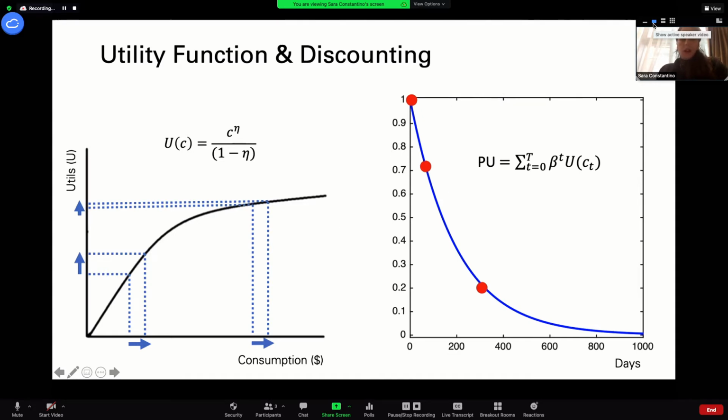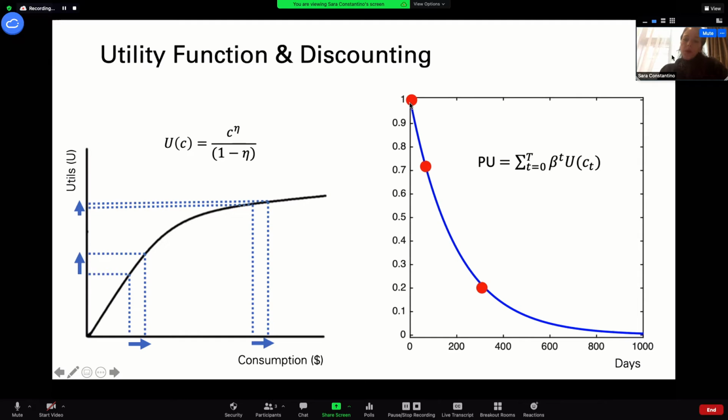And so on the right, I have the discount function. And so generally, we're thinking about policies or decisions that unfold over long time horizons. So for example, an individual's lifetime or across many generations. And when people make decisions over long time horizons, they tend to discount the future. And that's what this beta parameter is. This is the discount rate.